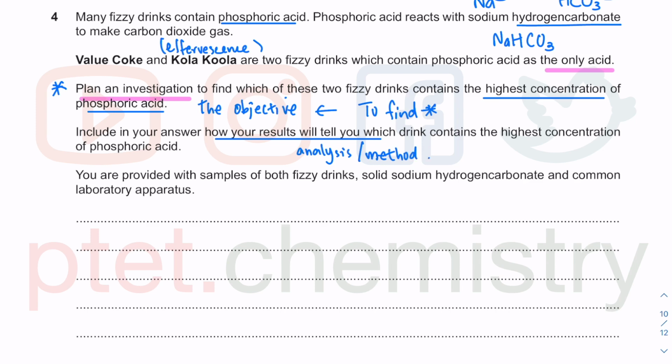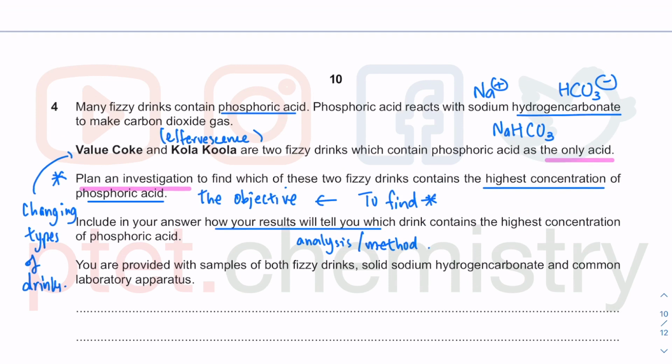Now to find that, we need to change something. So we are changing just the different drink. We are changing the types of drinks, the two different brands of drinks there. And having done that, we need to compare something, so we need to keep something constant. Something to keep constant is what you call a control variable. Control variables are very, very important in every single experiment. So in these control variables, what are we going to do? Well, it depends on what kind of experiment we're talking about.